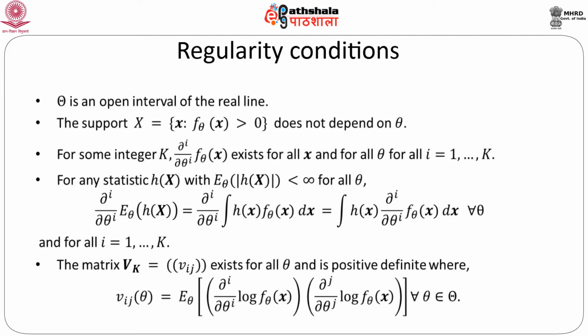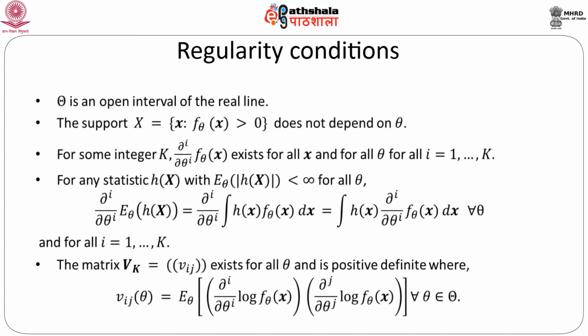Number 3, for some integer k, del to the power i by del theta to the power i of f_theta(x) exists for all x and for all theta, for all i from 1 up to k. Number 4, for any statistic h(x) with expectation of h(x) finite for all theta, del to the power i by del theta to the power i of expectation of h(x) is equal to del to the power i by del theta to the power i of the integral h(x) f_theta(x) dx, which is equal to the integral h(x) del to the power i by del theta to the power i of f_theta(x) dx for all theta and for all i from 1 to k. That is, we can interchange the differentiation up to the order k and the integration sign.